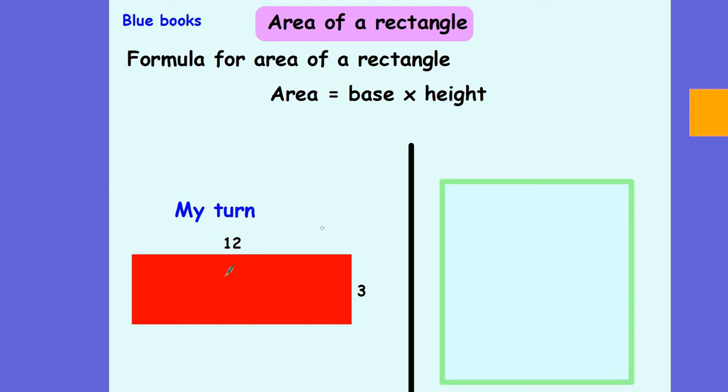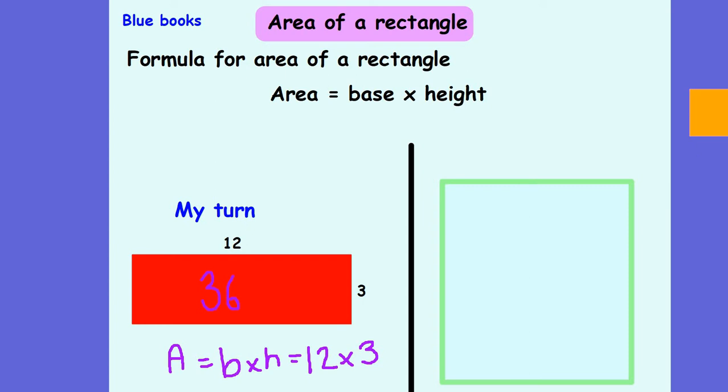And then you know how this works. I'll go through an example and then there'll be one for you to do. So here's my rectangle. My area is my base times height. My base is 12, my height is 3, so I need to do 12 multiplied by 3, and the area would be 36.